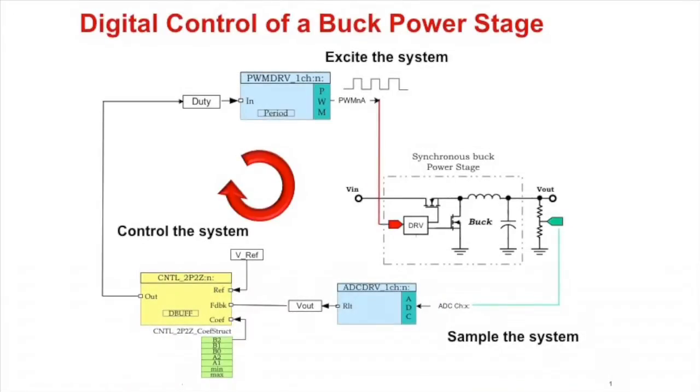Shown here is a digitally controlled buck power stage. To control this, first the voltage is sampled, then a compensator function compares the sampled value with the reference and computes a duty value, which through a PWM module is used to excite the system. The compensator choice affects the closed loop system performance and needs to be selected carefully.